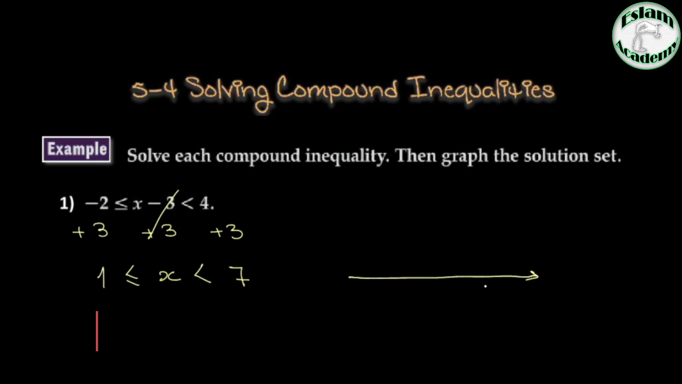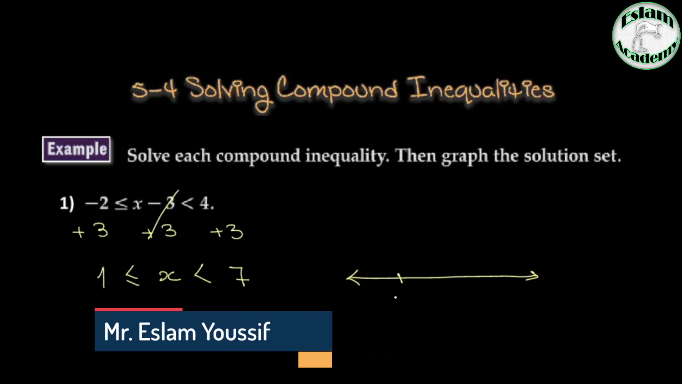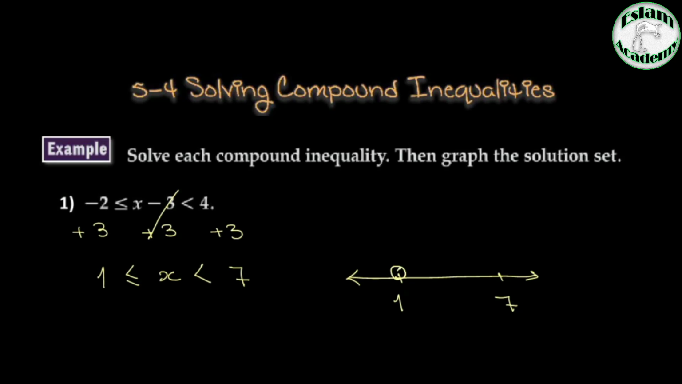To graph the inequality, we have two numbers. The first one is 1, the second number is 7. x more than or equal to 1, because of more than or equal, this sign will be closed. And less than 7, so this one will be open. Because x is more than 1 and less than 7, we shade the part between them.